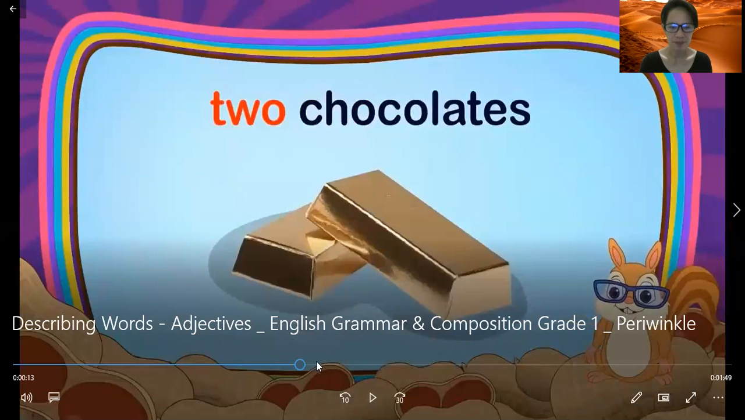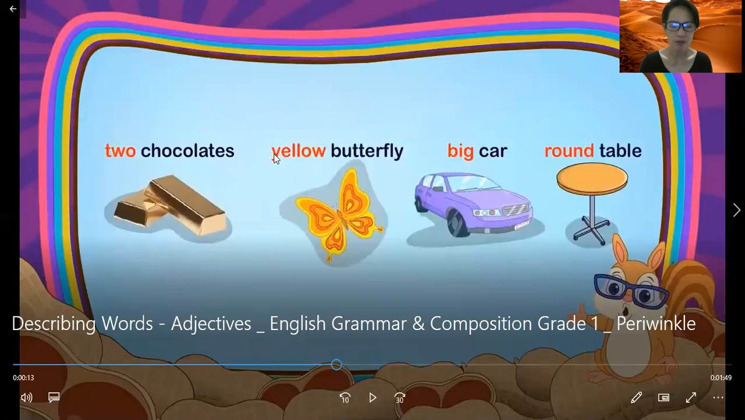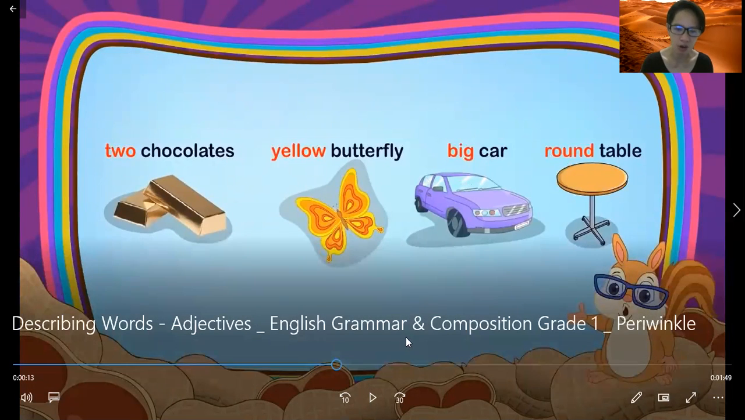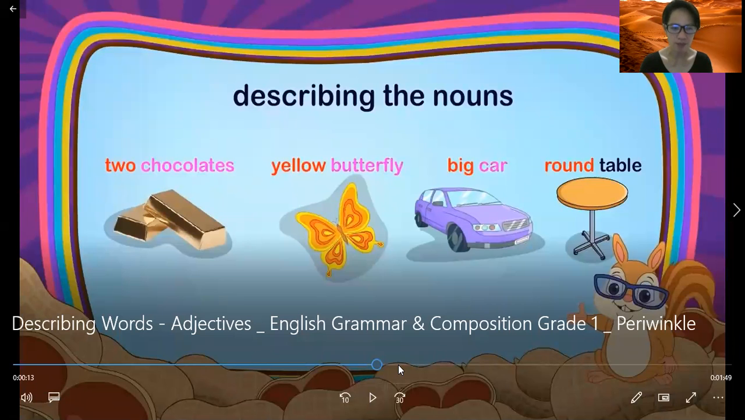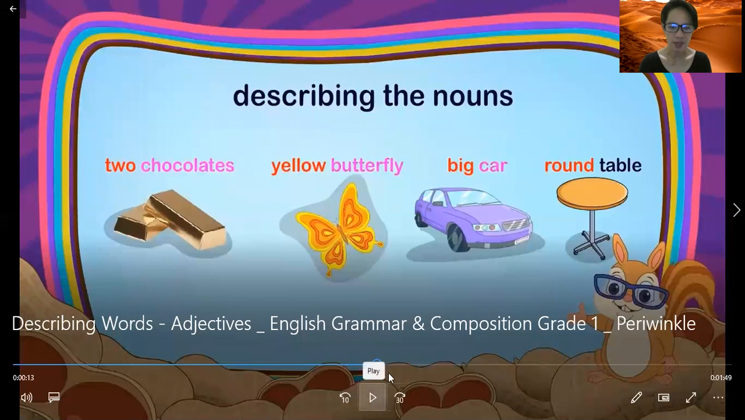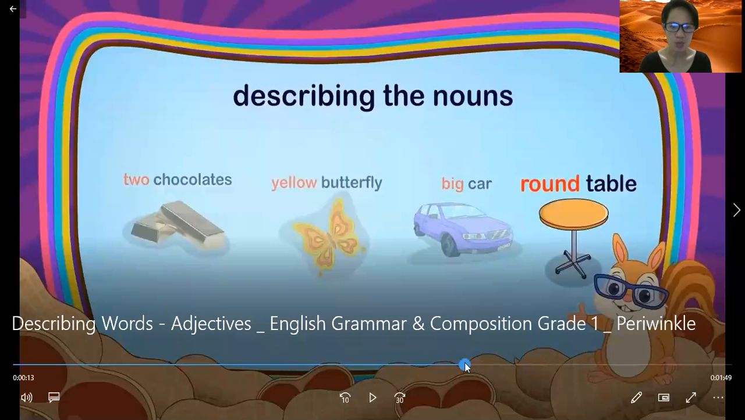Next. Okay, all right, so we have here two chocolates, yellow butterfly, big car, round table. So two, yellow, big, round are words that describe things, right? Okay, animals, people, places. All right, so I hope you understand the meaning of an adjective, or what we call the describing word. Okay, next is, let's proceed.